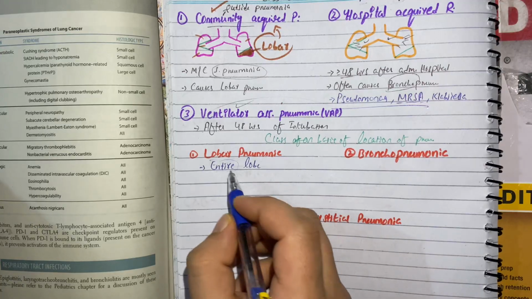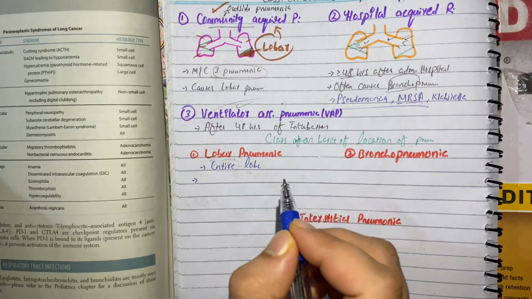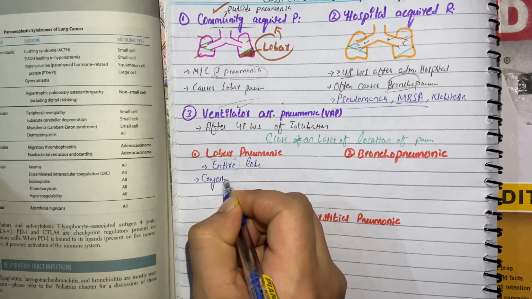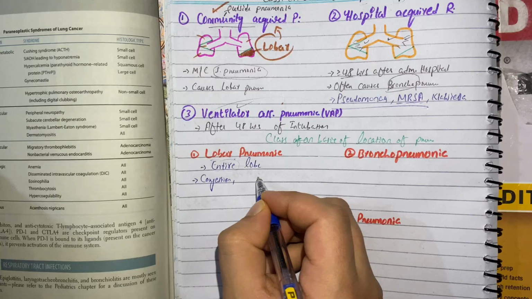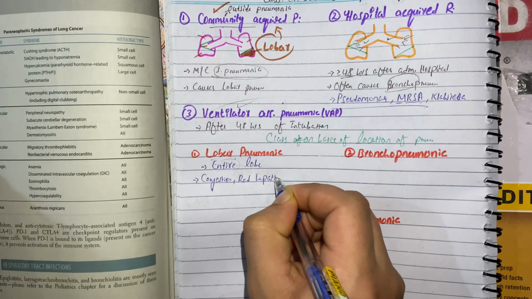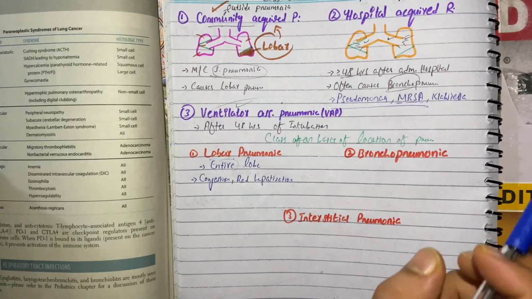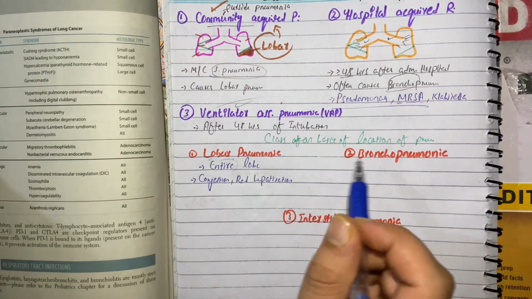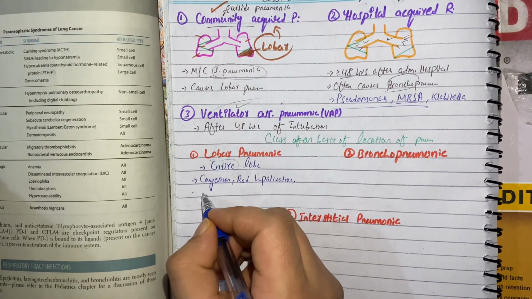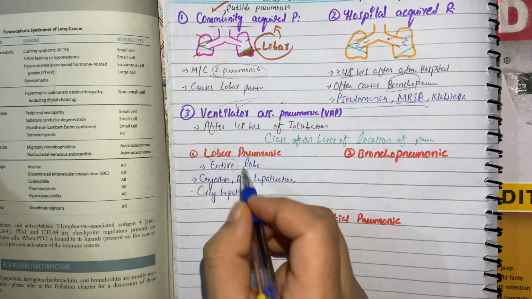Lobar pneumonia has different stages, as we discussed in the previous lectures. The very first stage is called congestion, between 1 to 2 days. The next stage is red hepatization. If you remember, where the inflammation occurs, the lung looks just like the liver, red in color. After red hepatization comes gray hepatization. This was the third stage of lobar pneumonia.